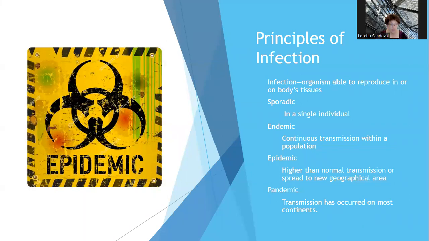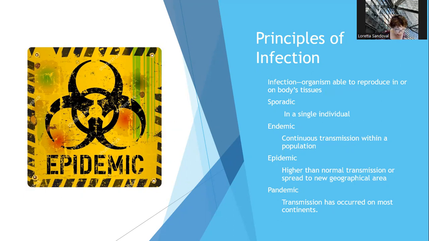So an infection occurs when a microbe or parasite is able to reproduce in or on the body's tissues. So infectious diseases may occur sporadically in a single individual. They can be localized in groups. An endemic is a continuous transmission within a population. So we can think of colds and flu as being endemic. They're always around. We always have to work on not getting them. And it's just always going on.